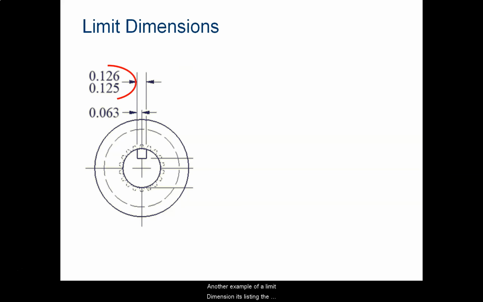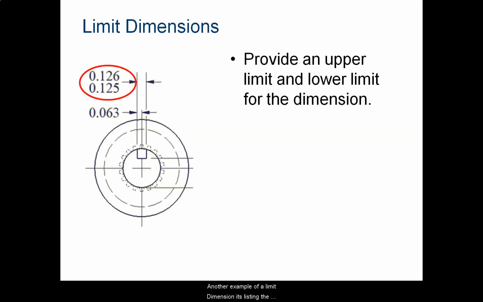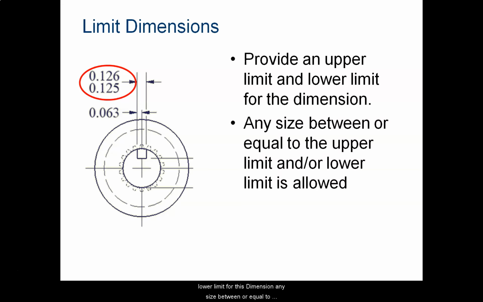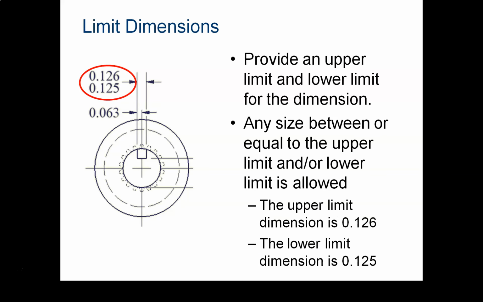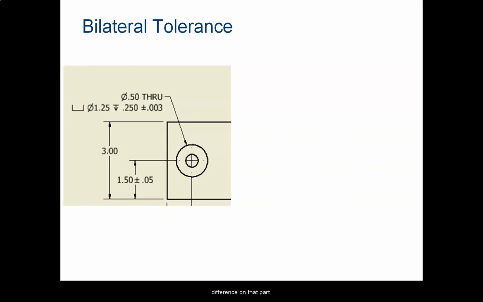All right, so another example of a limit dimension, it's listing the maximum and the minimum size that notch or the keyway could be. So they provide the upper and the lower limit for this dimension. Any size between or equal to the upper limit and the lower limit is allowed. The upper limit dimension is 0.126 and the lower limit is 0.125. So they only have 1/1000th of an inch difference on that part.